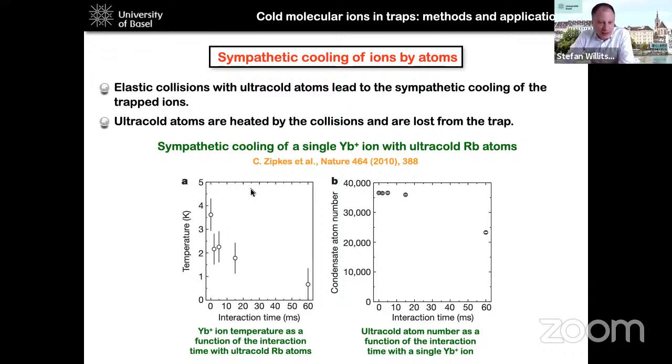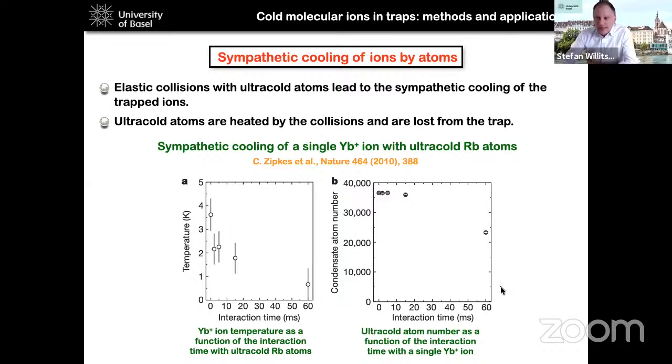And that is shown here in this work by Michael Köhl's group from a bit more than 10 years ago, where they determined the ion temperature as a function of the interaction time. In their case, it was ytterbium ions with ultra-cold rubidium atoms. And as a function of the interaction time, they saw that the ion temperature decreases, because of sympathetic cooling of the ions by the atoms. The buffer gas gets cooled, if you like. It's nothing else than that.